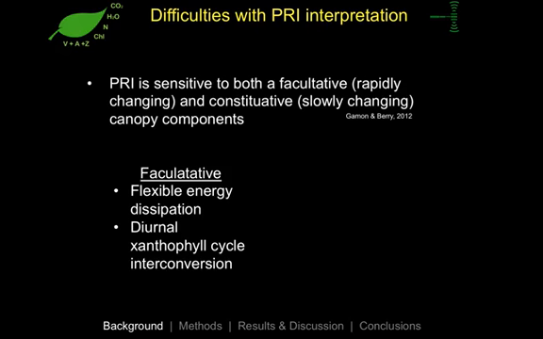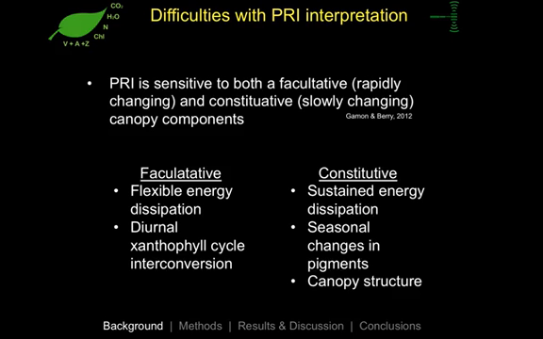structure. So facultative again is this flexible energy dissipation. It's this diurnal xanthophyll cycle interconversion, and the constitutive is this sustained energy dissipation. So this could represent seasonal changes in pigments, but also changes in canopy structure, which of course we see in crop canopies.